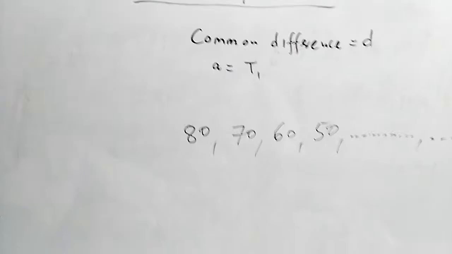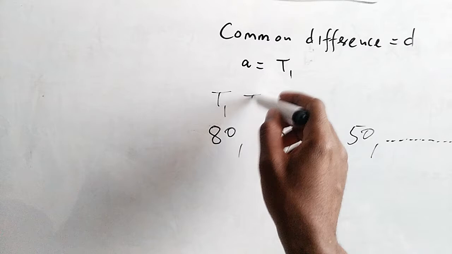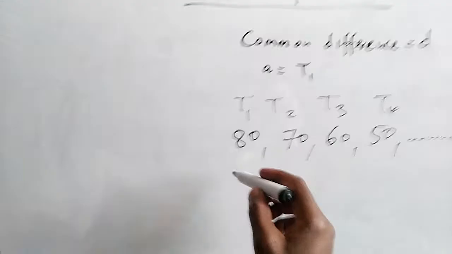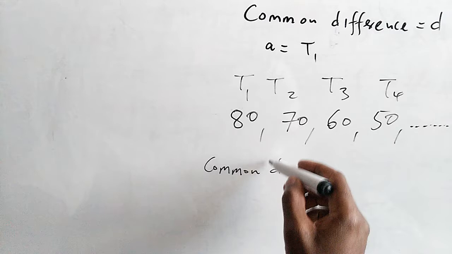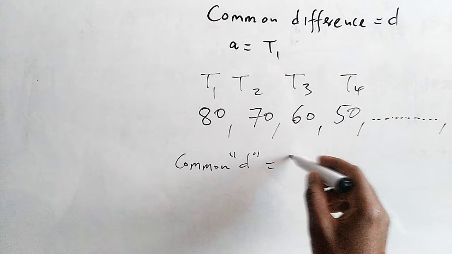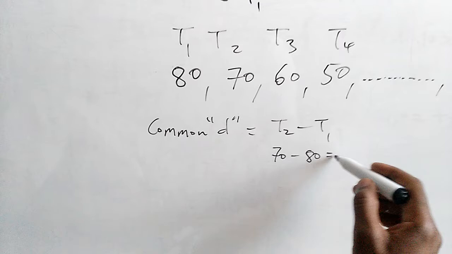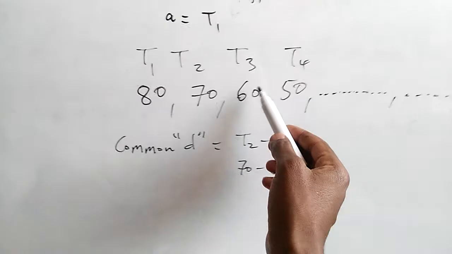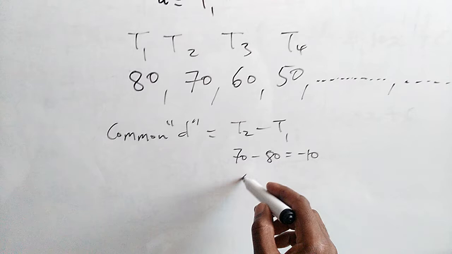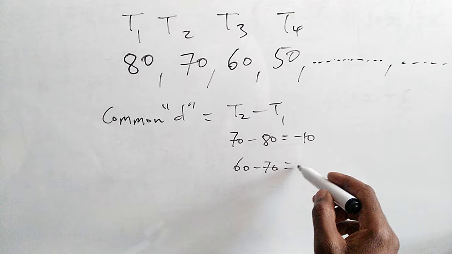If this is your T of 1, the second term, third term, fourth term, look at what happens when you want your common difference. Your common D will be the second term take away the first term, which means the second term will be what? 70 take away 80, giving us a negative. Third term, take away second term, will also give us a difference.